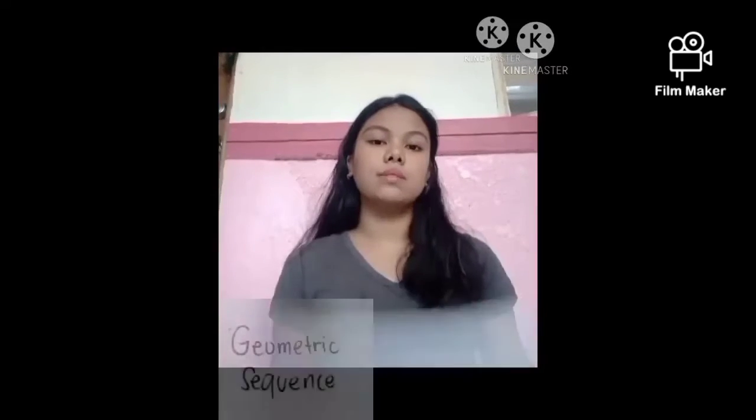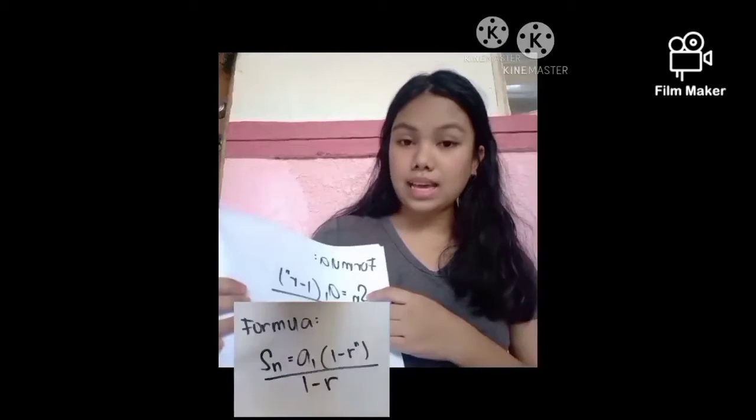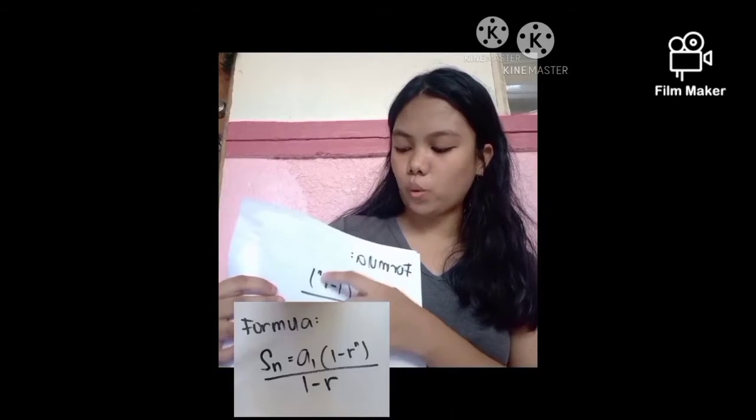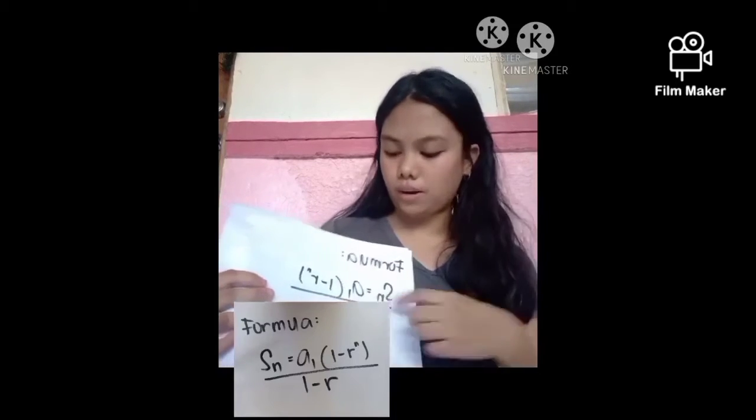I will discuss the geometric sequence and the arithmetic sequence. First, I will discuss the geometric sequence. The formula that I will use is Sn equals a sub 1 times 1 minus r raised to n over 1 minus r.